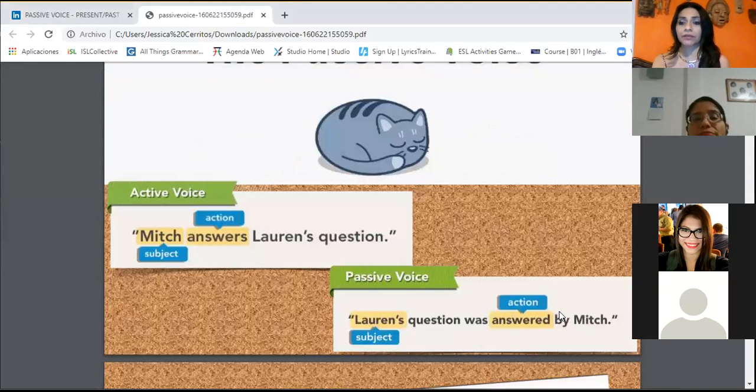Okay, so here we have, can you see? Can you guys see what I have here? Yes? All right, very good. So the active voice, it's Mitch, which is the cat probably. I know it's not the cat, I'm sorry. I read the other example before the class. Mitch answers Lauren's questions. That's an active voice sentence.